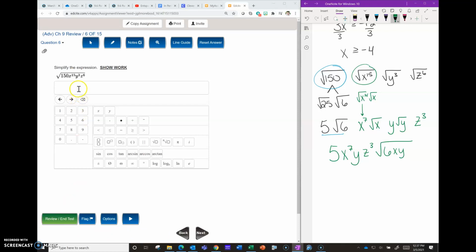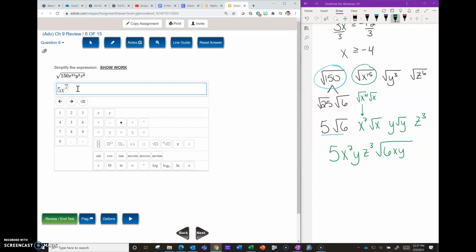So when we type this in, we want to type in 5x to the 7th. Make sure you hit the right arrow to get out of your exponent. yz raised to the 3rd, right arrow to get out of your exponent, and then a square root of 6xy.